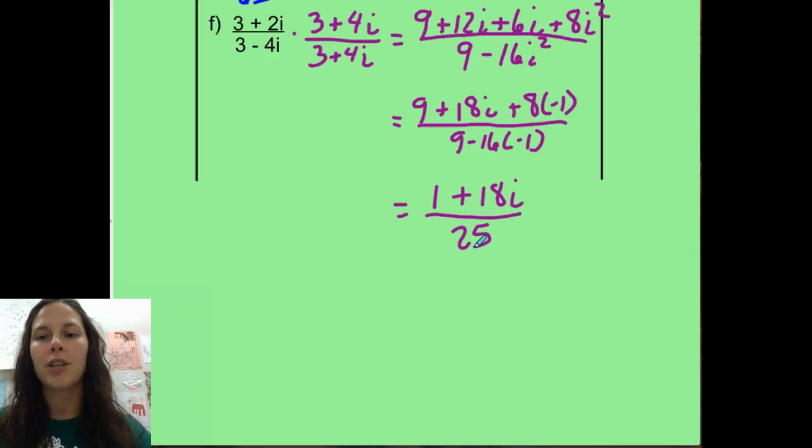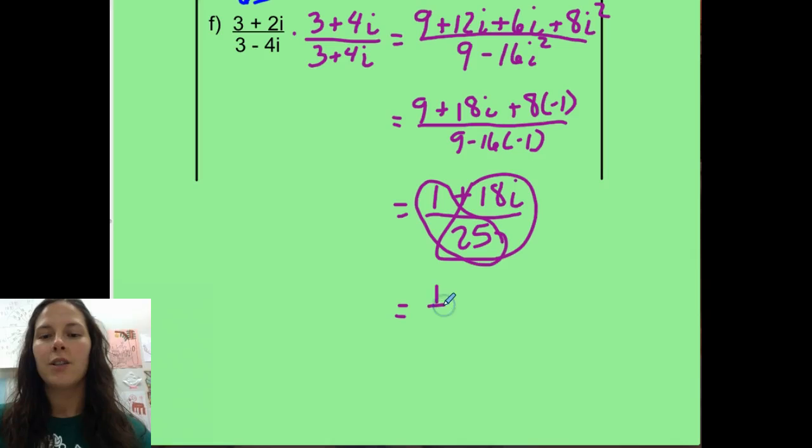For the final step, putting this in standard form, we distribute that 25 to both pieces in the numerator. Remember, standard form is your real piece plus your imaginary piece, so we need to separate them out to get this into standard form.